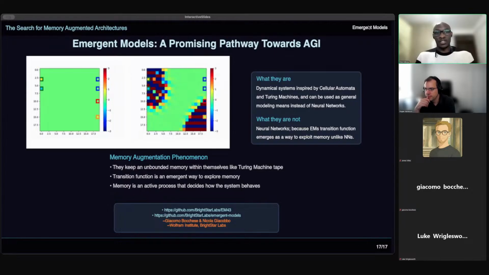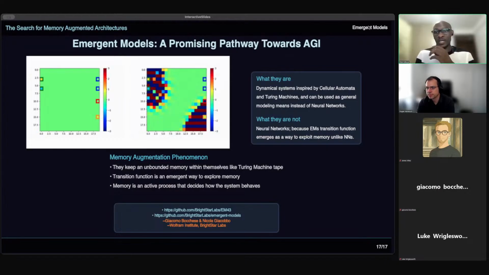The idea is that there are new kinds of models, or machine learning models, that can be used in place of neural networks. What they are is dynamical systems. They use ideas inspired by cellular automata. If you think about cellular automata, they are dynamic in nature, and this dynamic nature is encoded in the rules themselves.